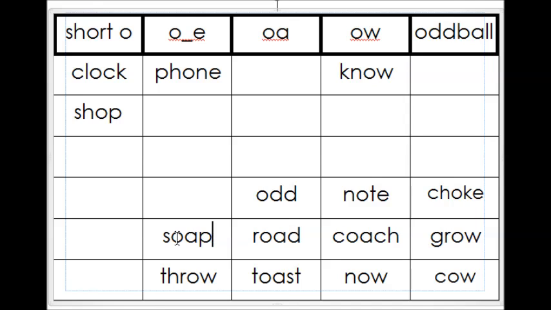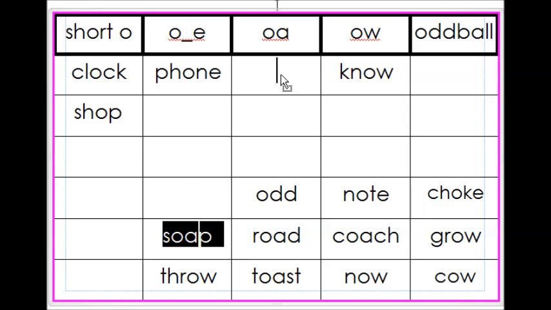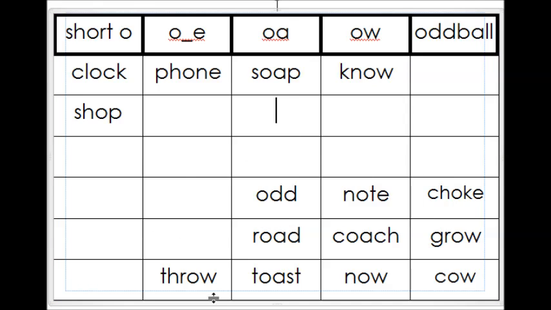S-O-A-P. Am I saying s-a-ap? No. This goes along with that age-old rule that we've been practicing for weeks. First vowel does the talking. Second vowel does the walking. So this A is telling the O to say its name, and it's walking away. It doesn't make a sound. It is telling the O to say its name. So this rule is first vowel does the talking, second vowel does the walking.